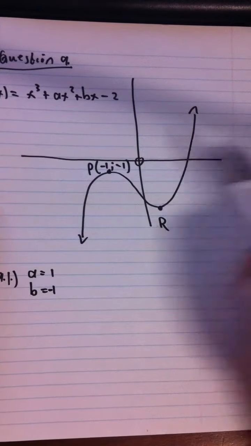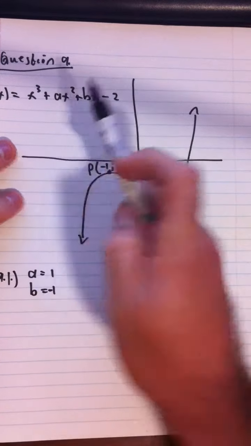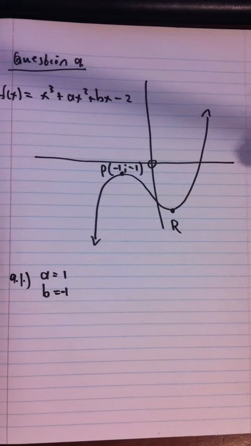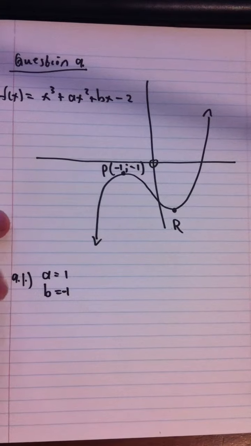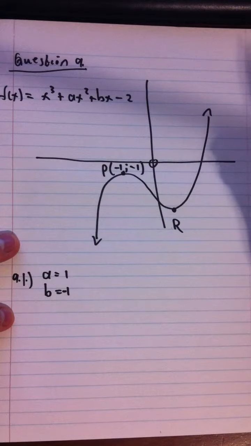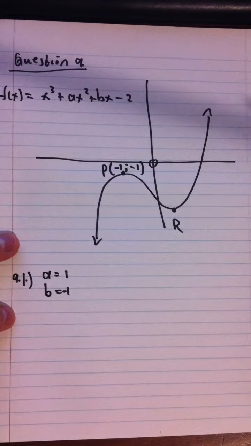How will we do this? Well, if we look at that equation, we see there are two unknowns, an a and a b. So we know we'll need to find two equations to solve this simultaneously. One equation is fairly straightforward that we can do. We can just substitute this point into that equation. That'll give us one equation.